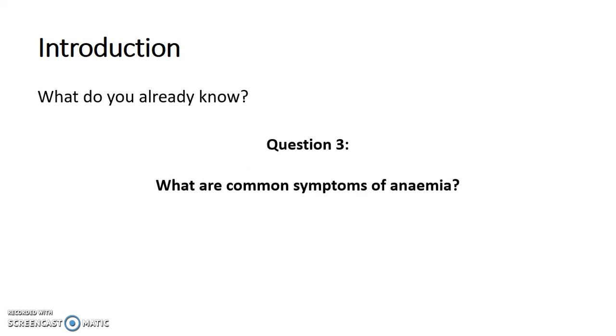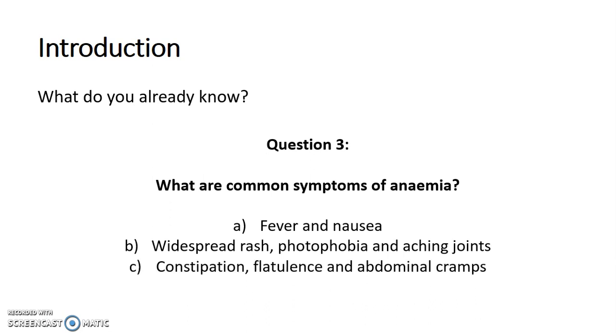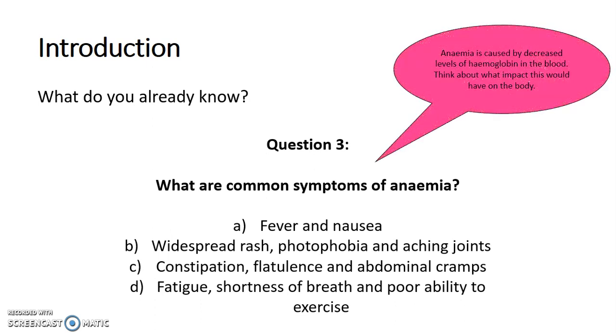What are common symptoms of anemia? Fever and nausea, widespread rash, photophobia, which is dislike of bright light, and aching joints, or constipation, flatulence and abdominal cramps, or fatigue, shortness of breath and poor ability to exercise. And think about the fact that anemia is caused by decreased levels of hemoglobin in the blood. Think about what impact that would have on the body. And the answer is fatigue, shortness of breath and poor ability to exercise.